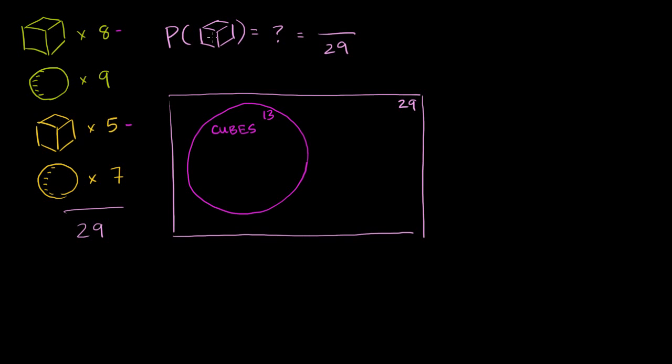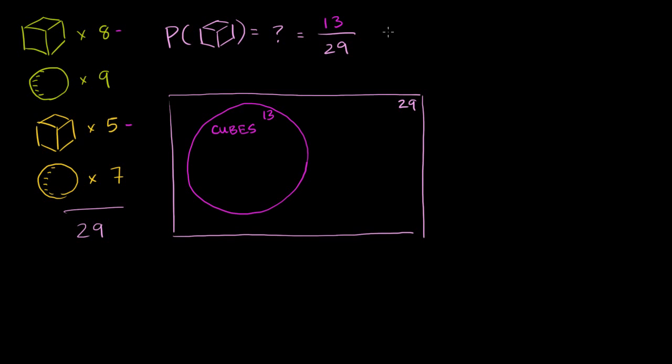So the probability of getting a cube is the number of events that meet our criterion. So there's 13 possible cubes that have an equal likely chance of popping out over all of the possible equally likely events, which are 29. That includes the cubes and the spheres.